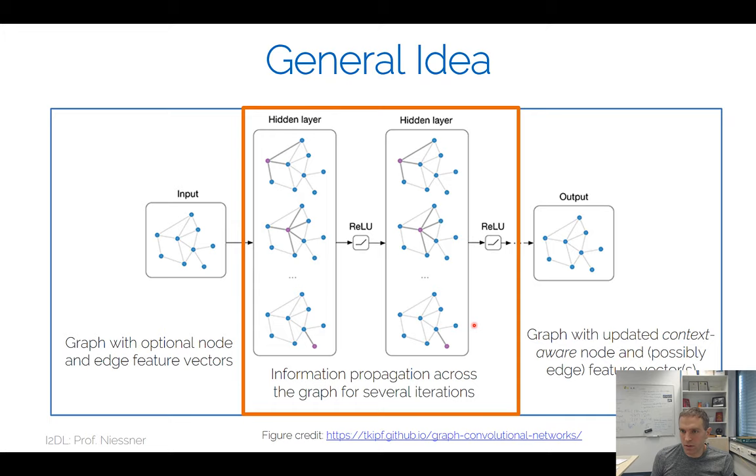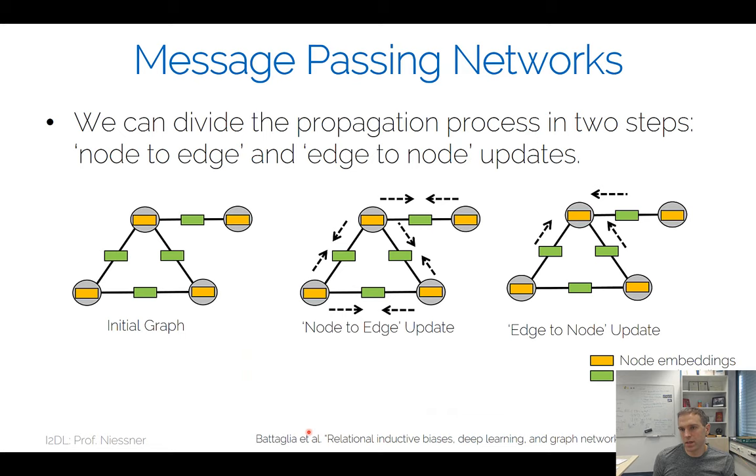Now I want to give you one concrete example of how we can propagate information in a graph across several iterations. One popular way to do this is called message passing. Message passing networks are one specific way to propagate information throughout the graph. You divide the propagation process into two steps: a step that goes from a node to an edge, and a step that goes from an edge to a node.